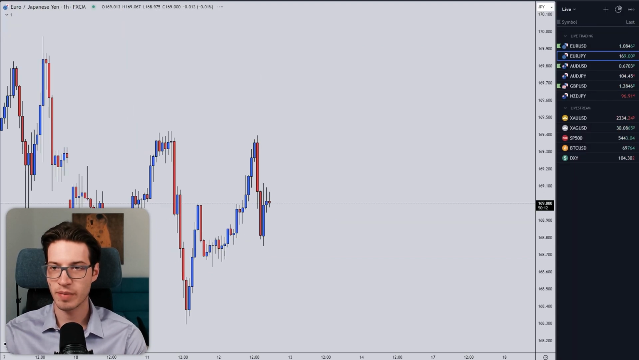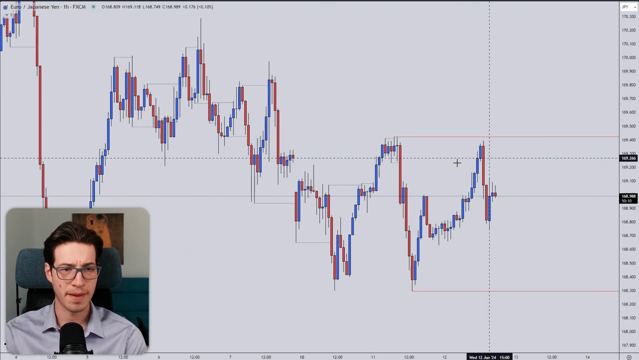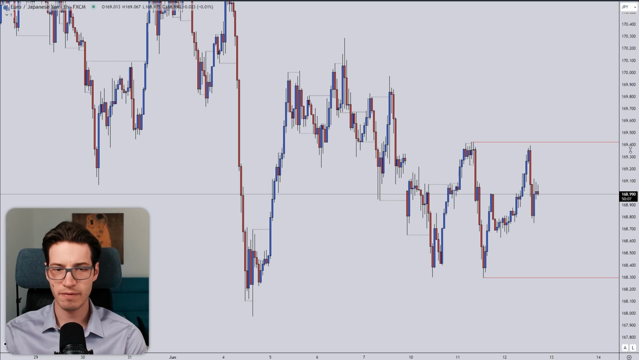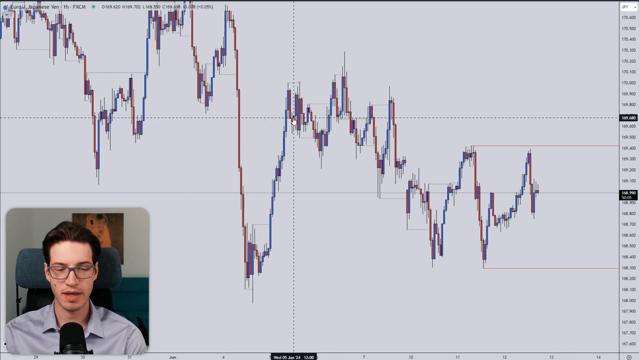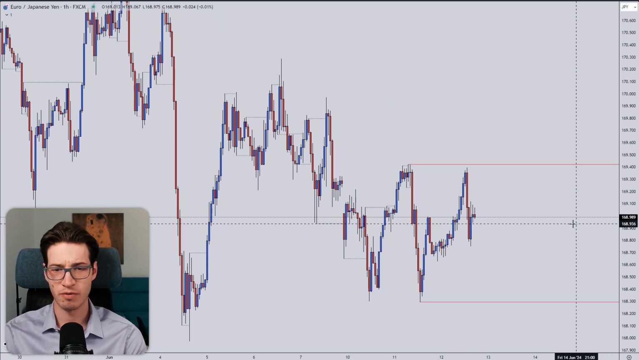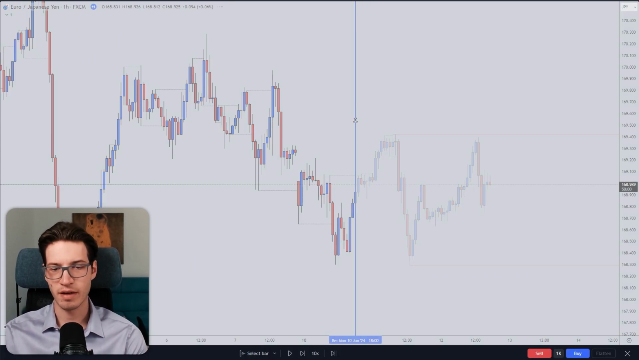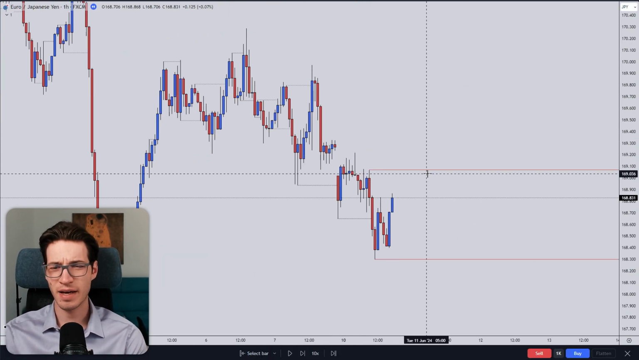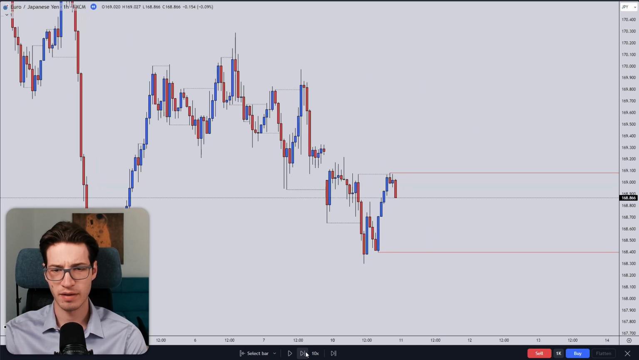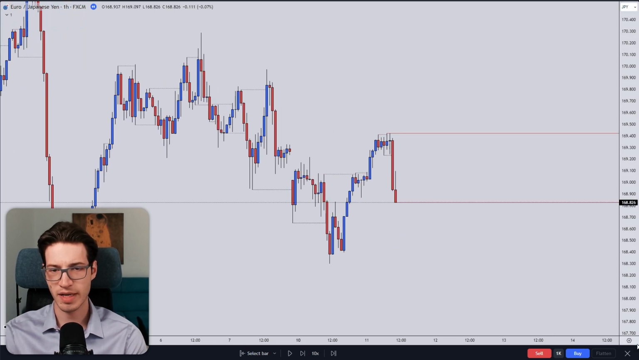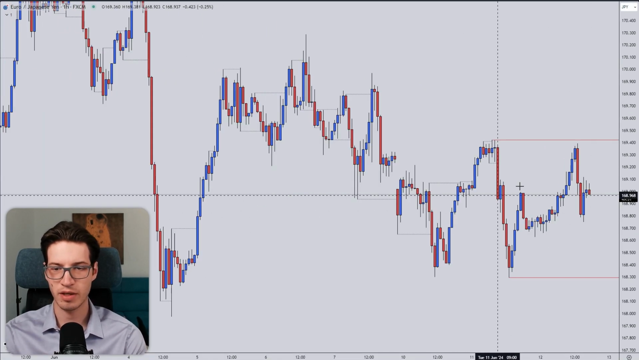Next one on the list is going to be the euro and the Japanese yen. From last Wednesday, nothing much was happening. Yeah, we were very corrective, very range bound. At this point, we were descending a little bit, but nothing came out of it. Okay, nothing really came out of this price action. Instead, price just kind of continued ranging around.